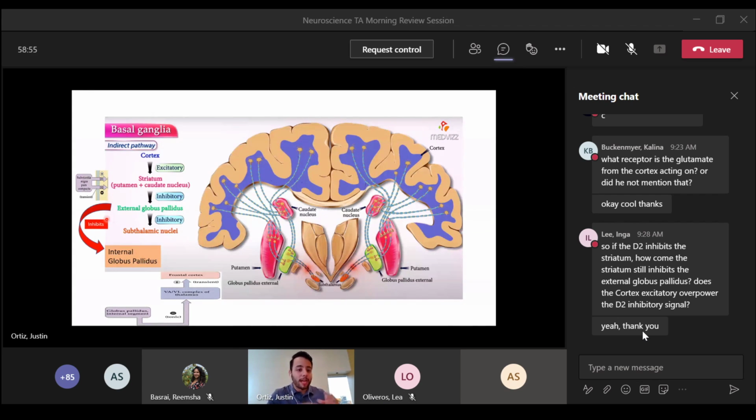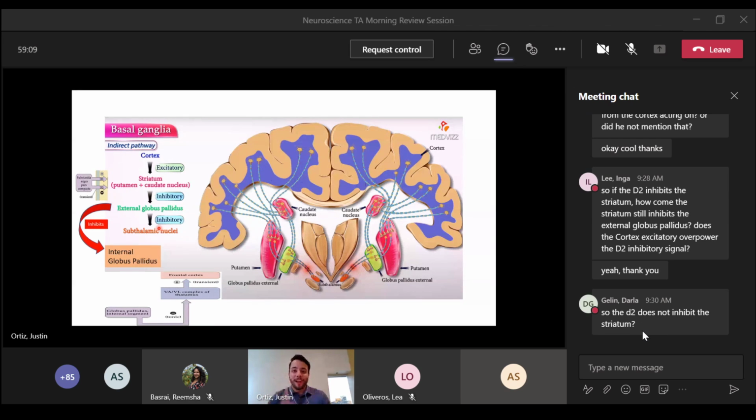Okay, cool. So we got this part of the pathway, which is going left. This part right here, the external globus pallidus, or the globus pallidus externus, that's what I like to call it, typically inhibits the subthalamic nuclei, right? But again, remember, the striatum is inhibitory. So since the striatum is inhibiting the globus pallidus externus, the globus pallidus externus will not be able to inhibit the subthalamic nuclei.